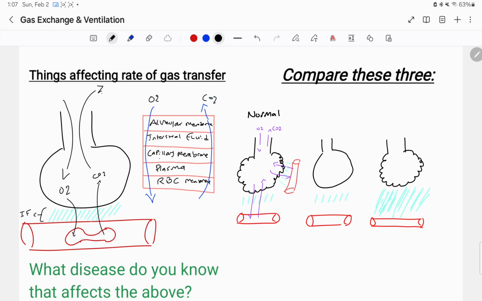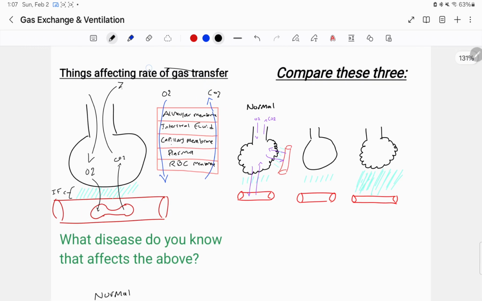Okay, so that's that. But really the question is, if these are the things that affect the rate of gas transfer, well, can't all this stuff go wrong as well? And you'd absolutely be right, they would. What is a common disease here that might affect the above? And there's many, by the way. But one that I want to choose to focus on here is a disease of the interstitial fluid, and that's called interstitial lung disease, okay? It basically constitutes the thickening of this interstitial fluid layer, which makes it hard for gas exchange.